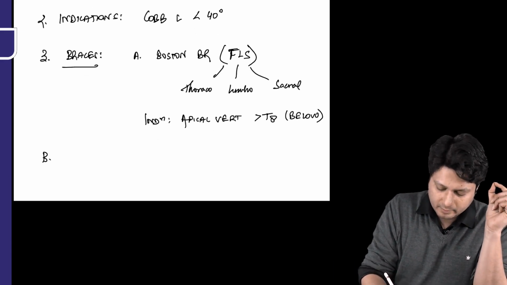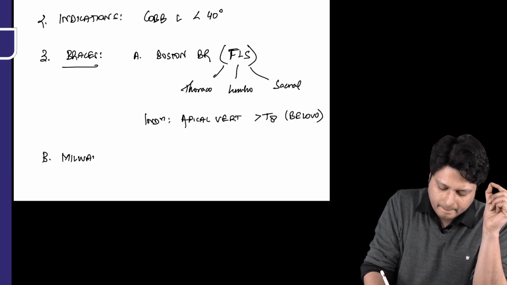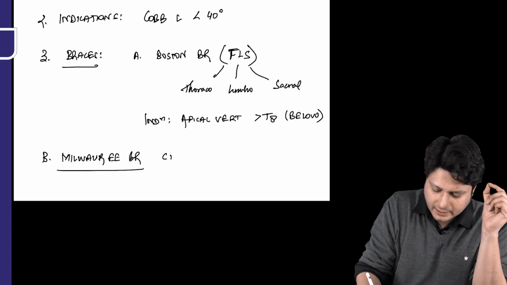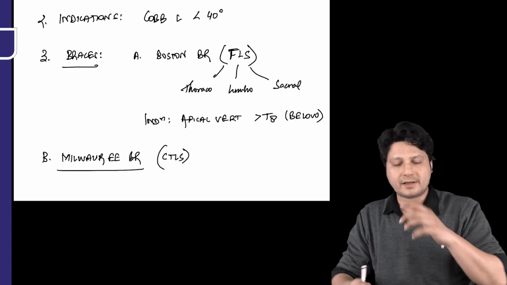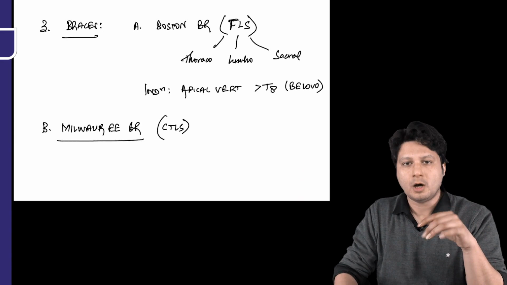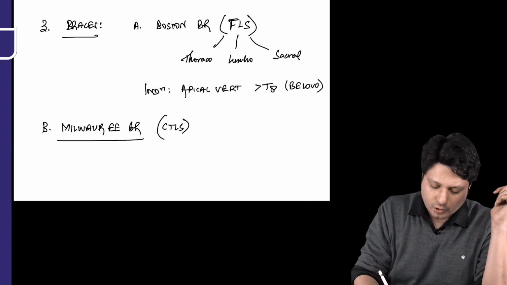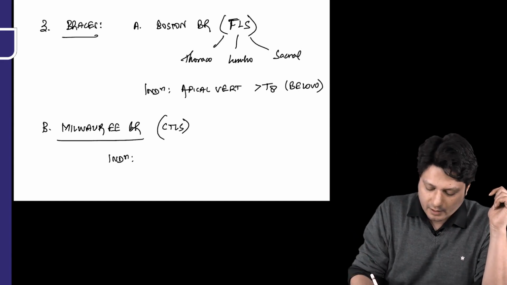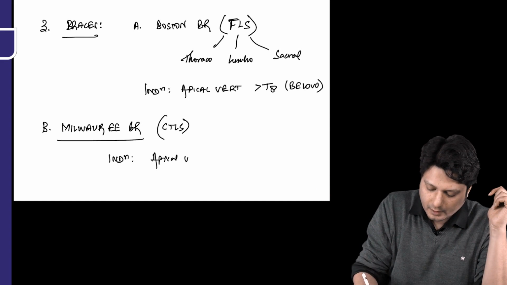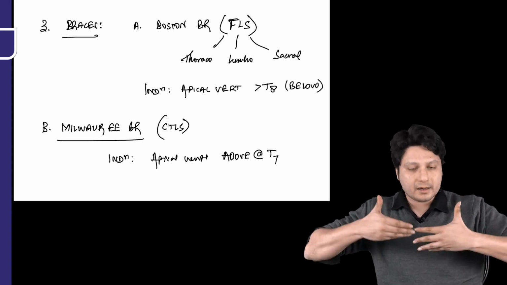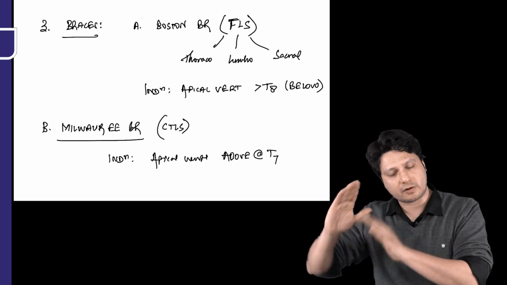Now the second brace is Milwaukee brace. And how is this Milwaukee brace different? Because it is CTLS brace. CTLS, as the name indicates, is a cervico-thoraco-lumbo-sacral brace, where the cervical, thoracic, lumbar and sacral column, all of them are needed to be immobilized. So what is the indication for using this Milwaukee brace? The indication is when the apical vertebrae is above or at T7. Because the apical vertebrae is higher in the vertebral column, it is required to immobilize the cervical column also.